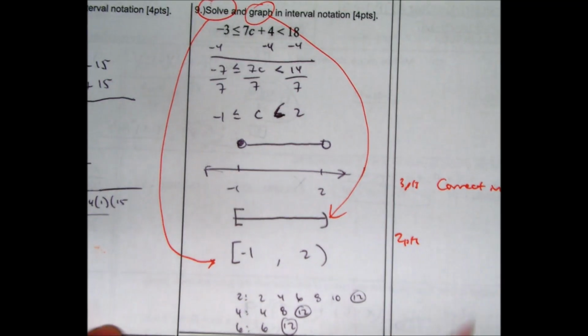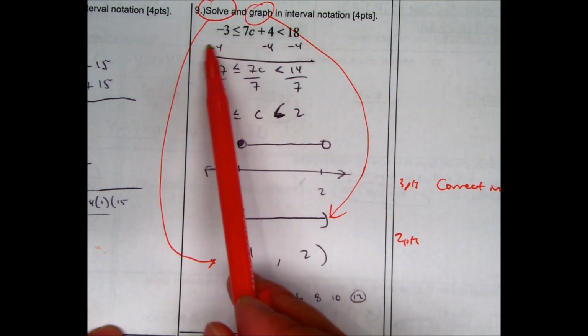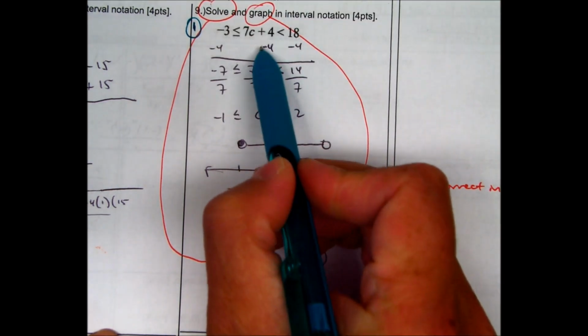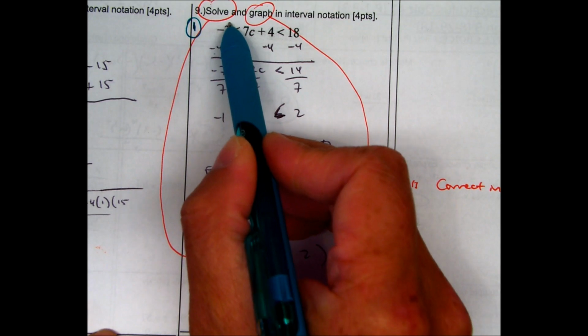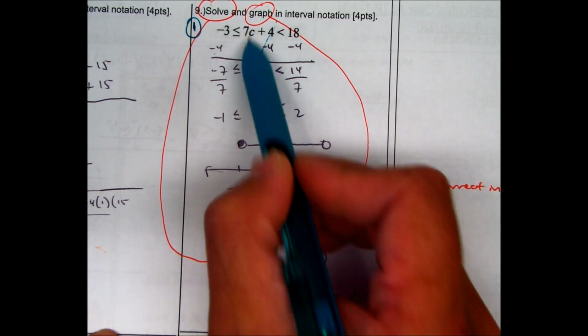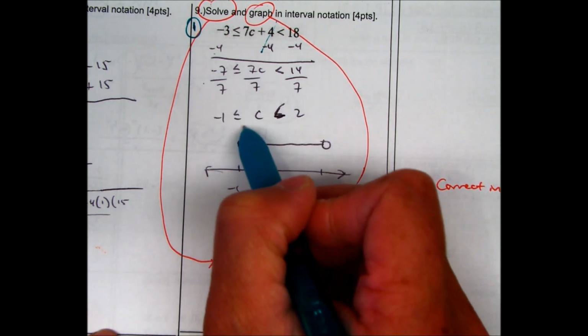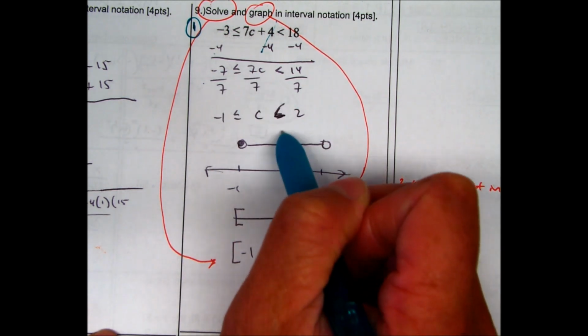Question number 9, solve and graph in interval notation. Here you have a compound inequality. One way of solving the problem is you subtract 4 from all of the columns. So this becomes negative 7, 14, and that cancels to be 0. You're left with 7 divided by 7 on all columns. You get negative 1 less than or equal to c, which is less than 2.